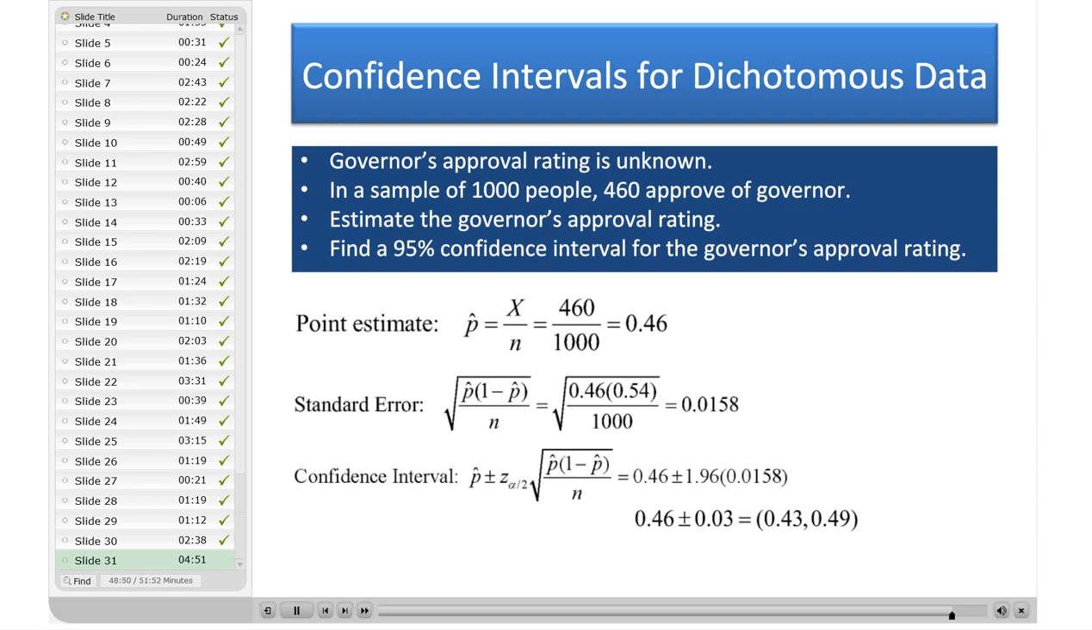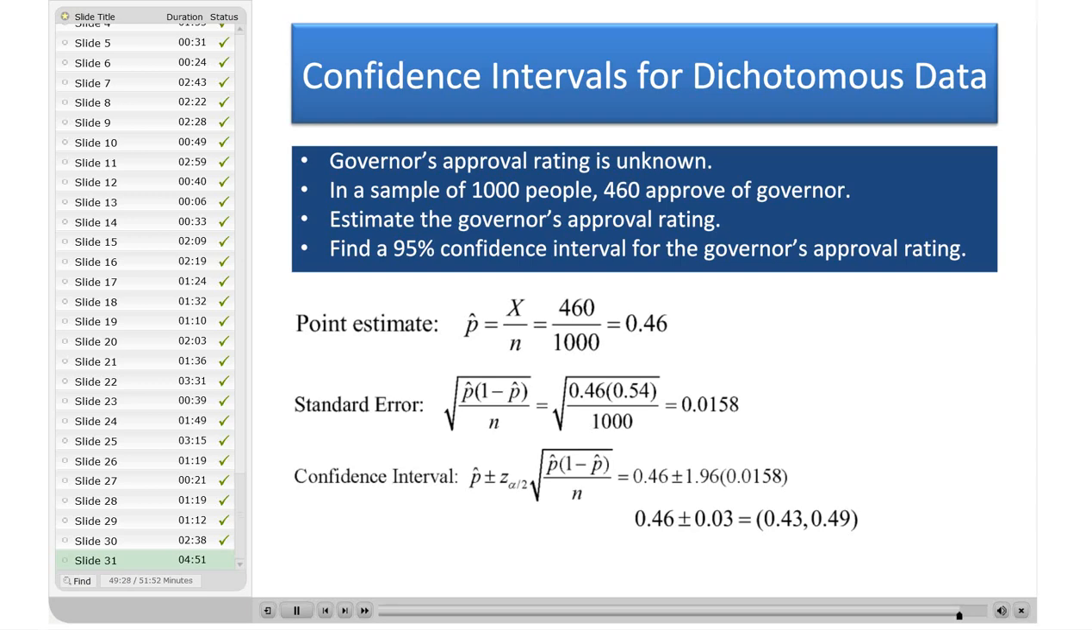The formula for that is we say that p hat is x over n. So p hat is the estimate for the approval rating. X represents the actual number of people in your sample who approved of this politician. So x in this problem is 460. N is always the sample size, so n is 1,000 here. And so we have p hat is x over n, which is 460 over 1,000, and that's 0.46. So that is pretty much just common sense. Okay, how do we actually find a 95% confidence interval for the governor's approval rating?